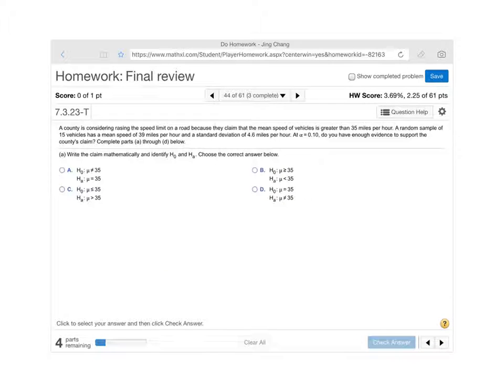Okay, this problem, same thing. Let's write the hypothesis first. The claim is the mean speed is greater than 35. So that should be HA because it does not contain the equal sign. So H0 should be less than or equal to, and that will be C.